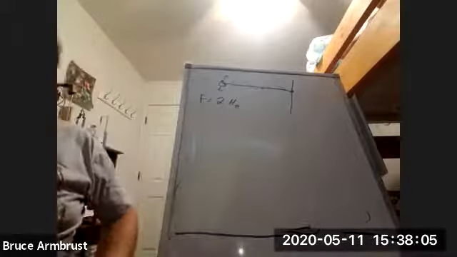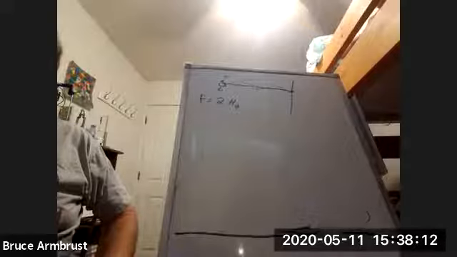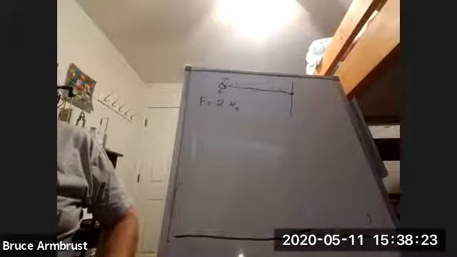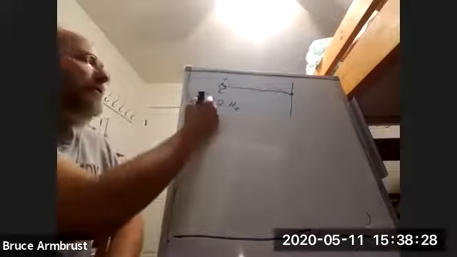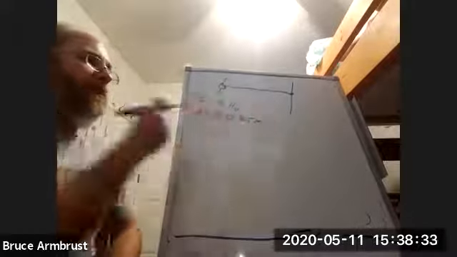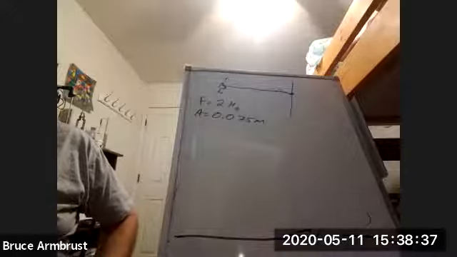Do you remember what a hertz is? What are the units of hertz? Cycles per second. Yeah, it's per second, so it's seconds to the minus 1. Okay, so we have a frequency of 2 hertz. Let me give you an amplitude of 0.075 meters. So we're moving it up and down 7.5 centimeters.